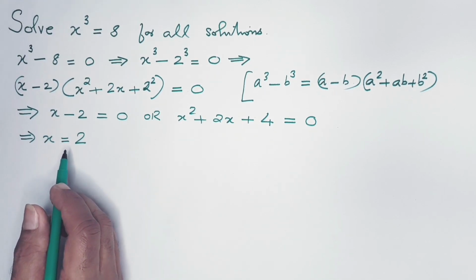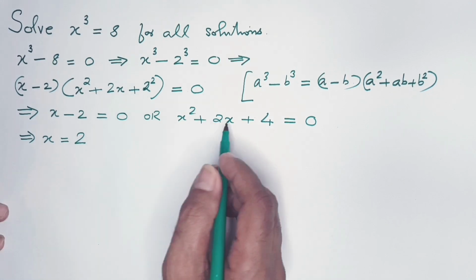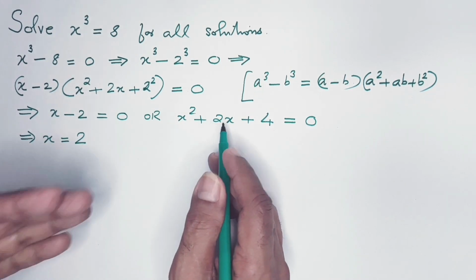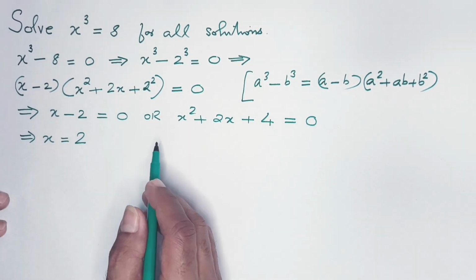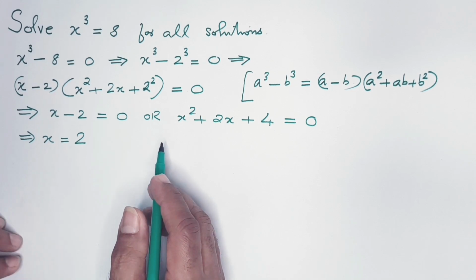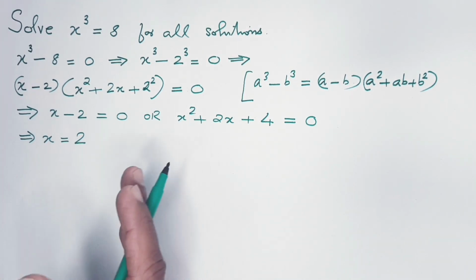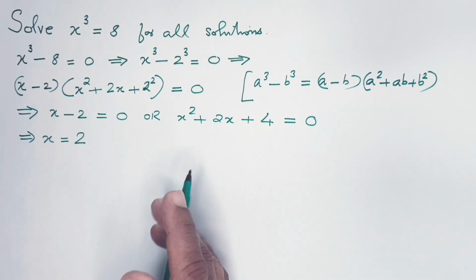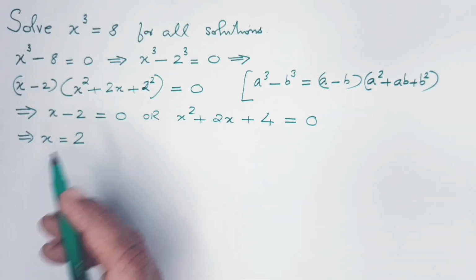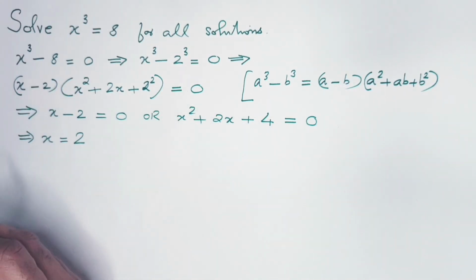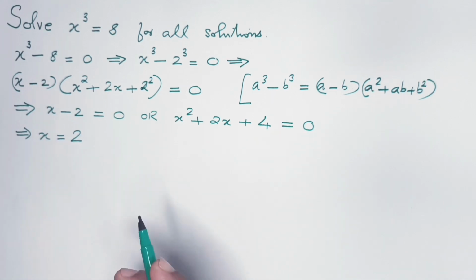Now as you know, there are two more solutions which you will get from this quadratic part. So let's solve this quadratic equation using the formula. There are different ways to solve a quadratic equation. Here it is best to go for a formula because the roots are going to be imaginary, which you can make out from the quadratic equation. So let me use the formula.